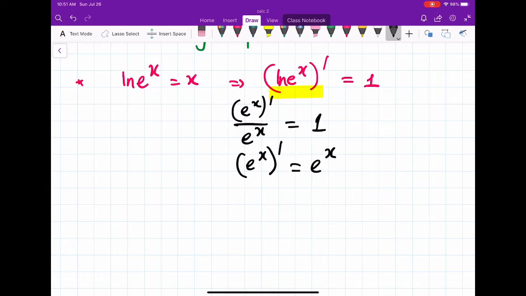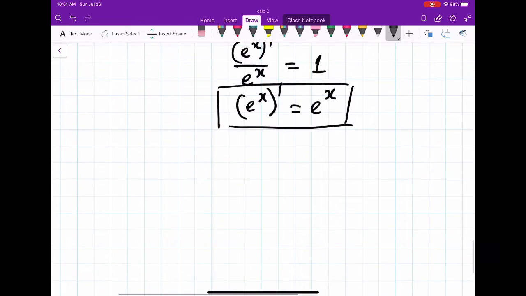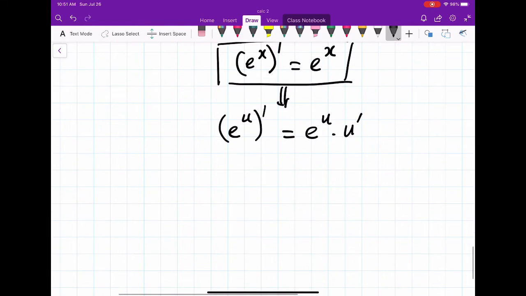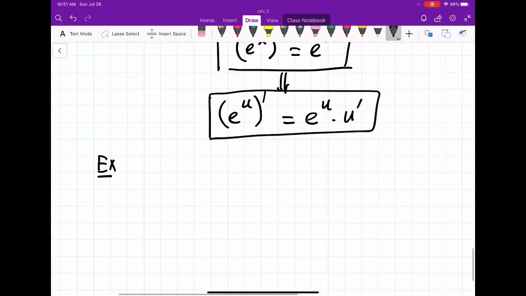You see, it's a very, very good property, right? You differentiate that function, you get the same one. And from here, of course, if you have e to the u, where u is a function, you have e to the u times u prime. That is the chain rule for exponential functions.